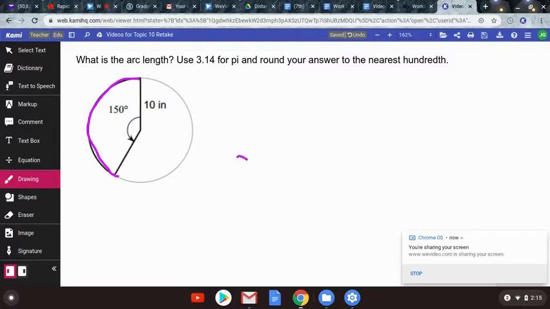So I'm going to begin with the circle and look at the information that they've given me. That 10 inches goes halfway through the circle, so it's the radius, which means the diameter would be 2 of those, which would be 20. And the circumference goes with the diameter.